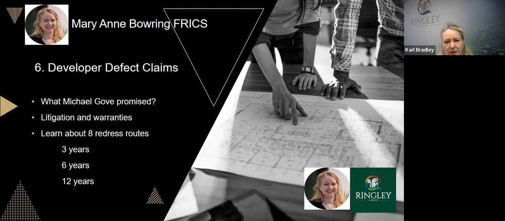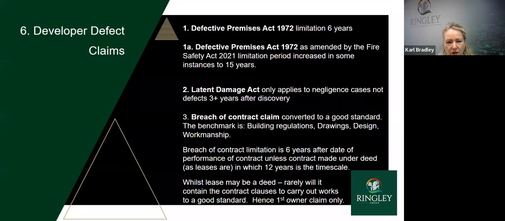The NHBC cover, or most building guarantee covers, will only cover fire door issues for 2 years. But they will cover things that are building regulations, such as compartmentation, for 10 years, and that's under what's called Section 4 of a typical policy. The 3-year route is more around negligence advice from surveyors. The 6-year route is around documents by deed, and 12-year by contract.